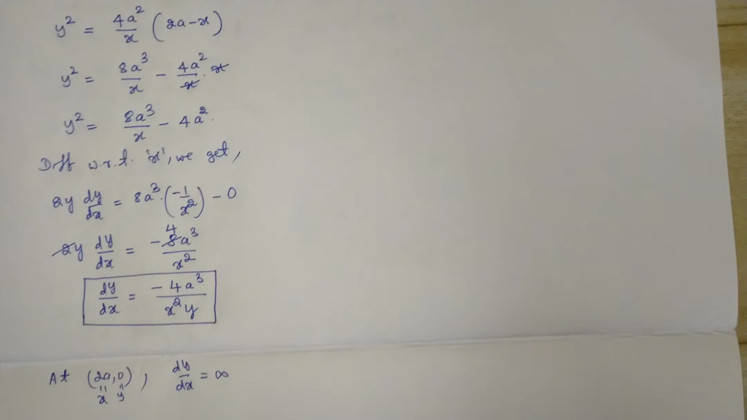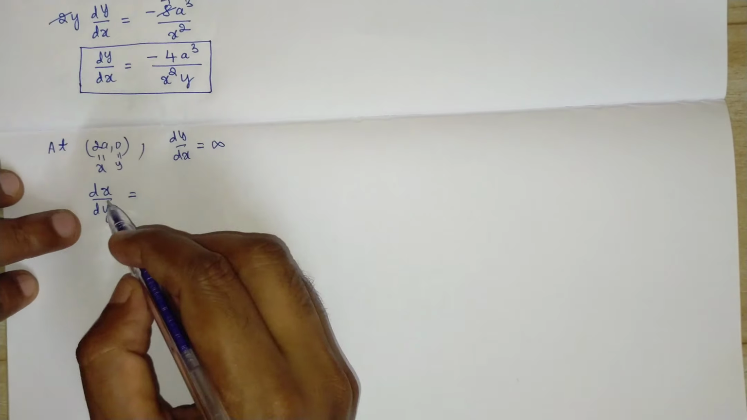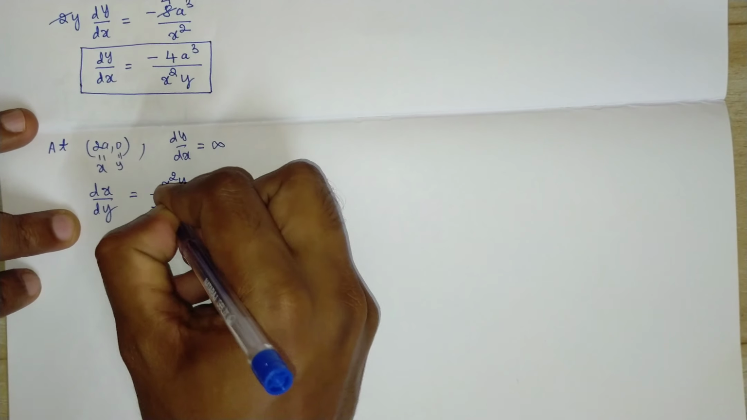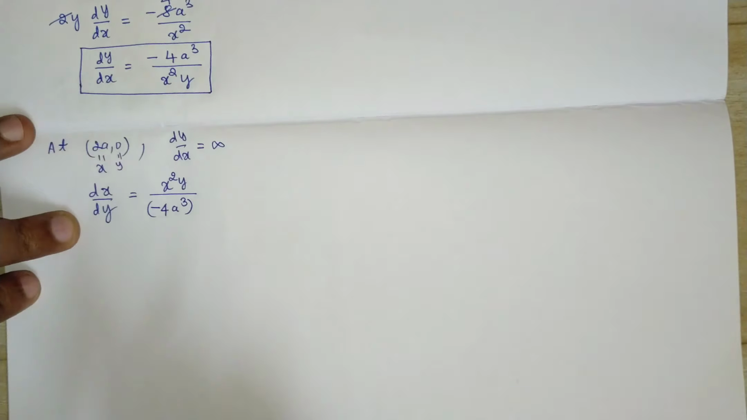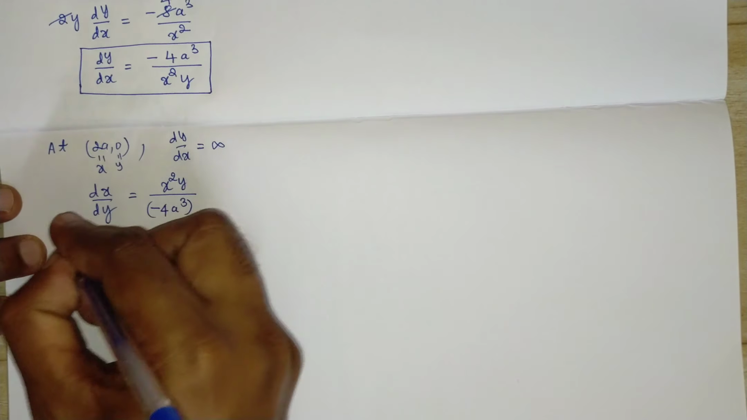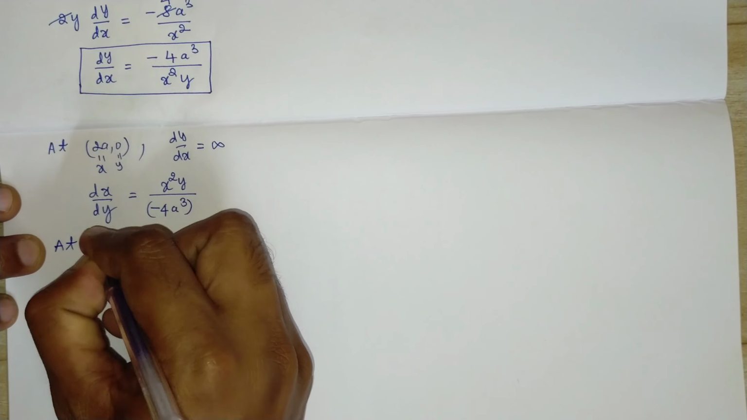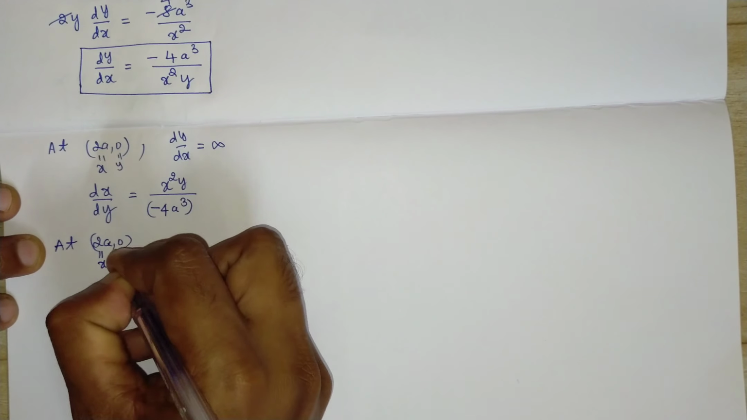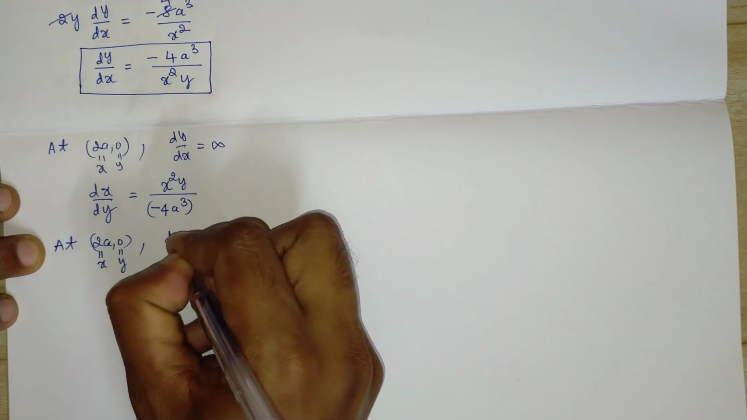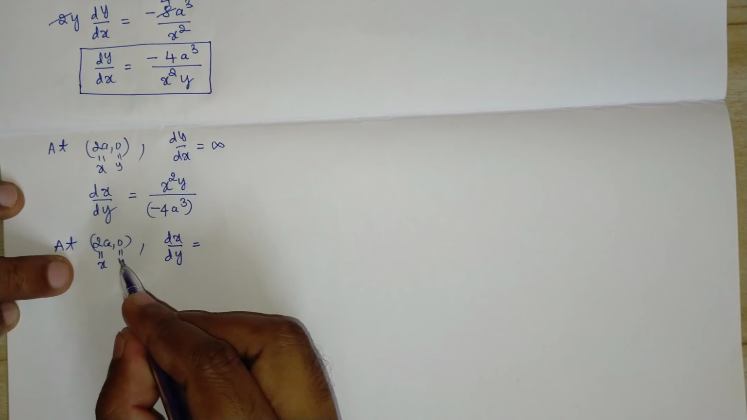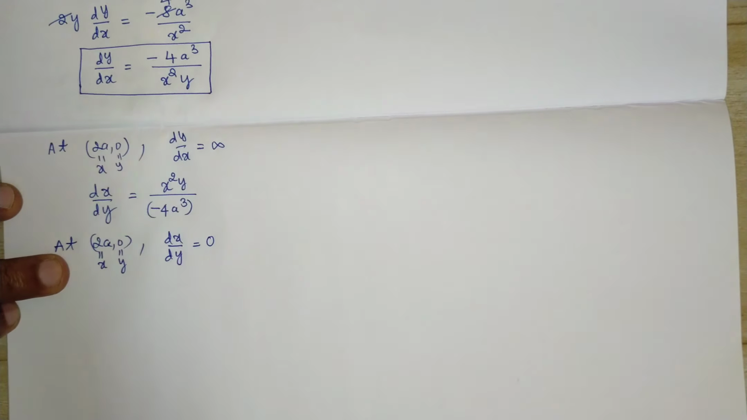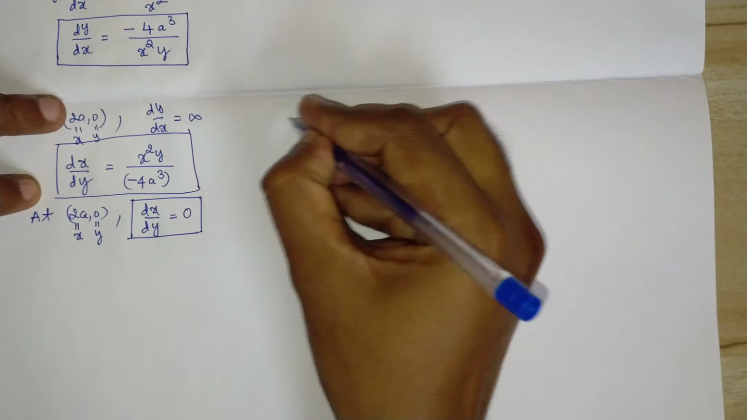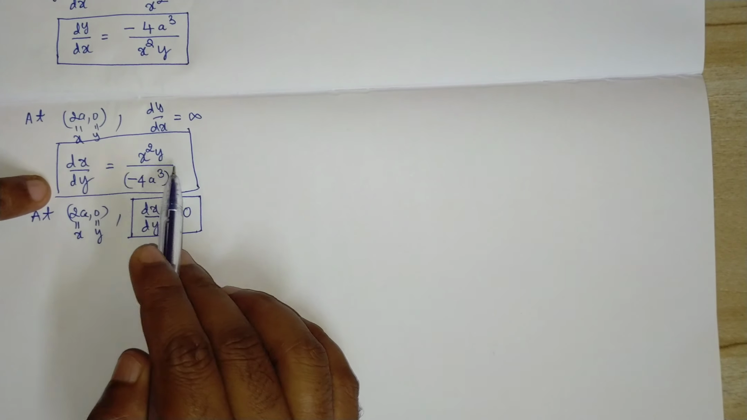So if dy by dx is equal to this, what is dx by dy? Just take the reciprocal of that. It is x square y divided by minus 4a cube, right? Now at 2a comma 0, that means we have to substitute x equals 2a and y equals 0. So what is dx by dy? If I substitute y equal to 0, the whole thing is 0 here. So we have 0 here.